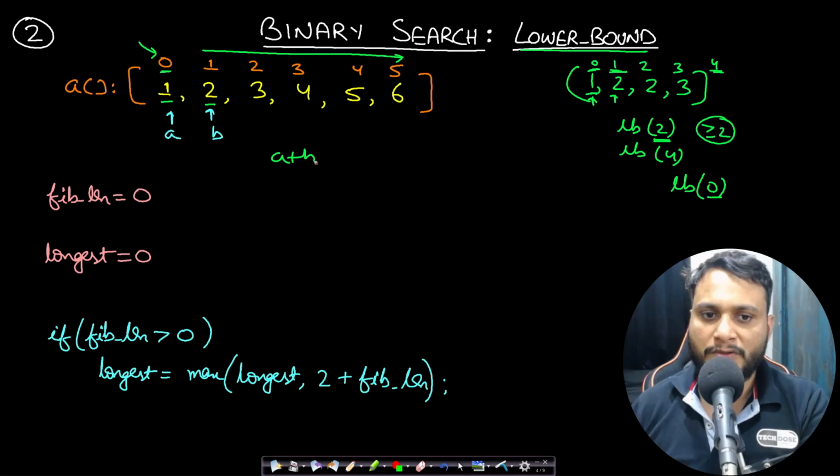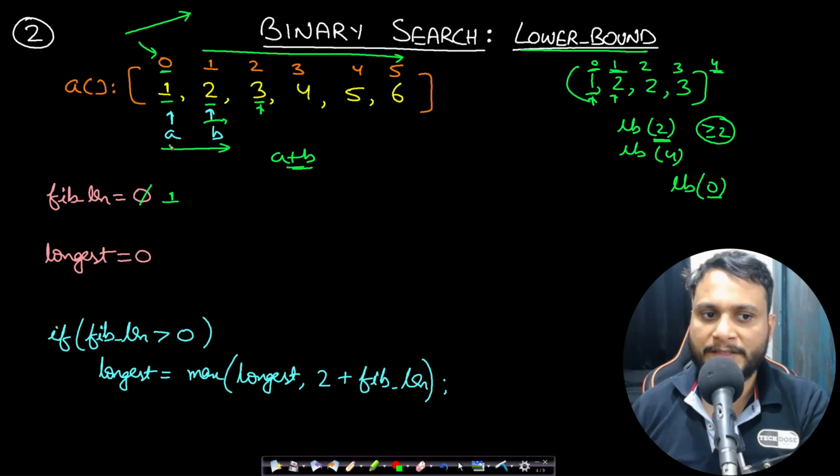So my target is to find A plus B on the right hand side of B, because it is strictly increasing, right? So I can apply binary search on this, and I will try to find 3. So is there a 3? Yes, there is a 3. So I have successfully found it, right? So it will increase the Fibonacci length by 1.